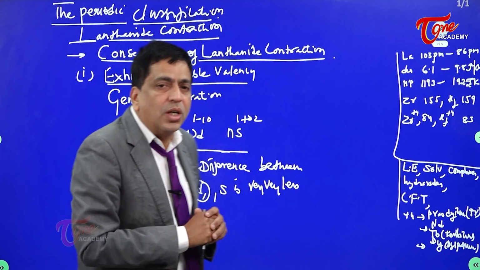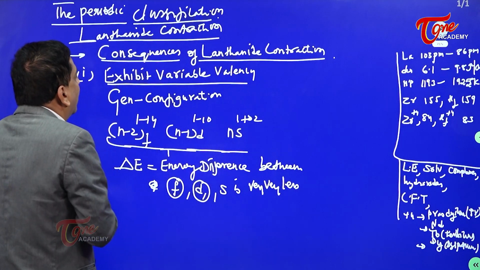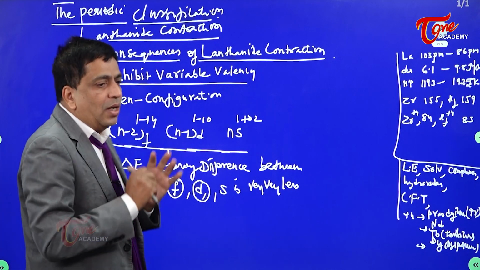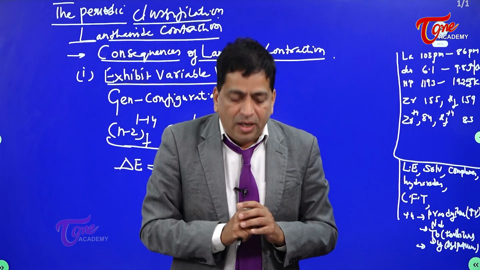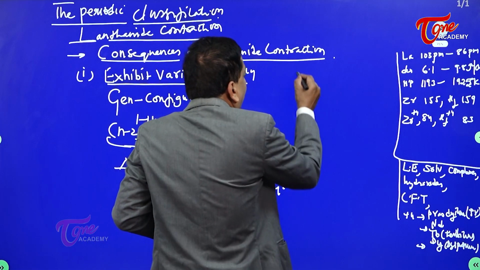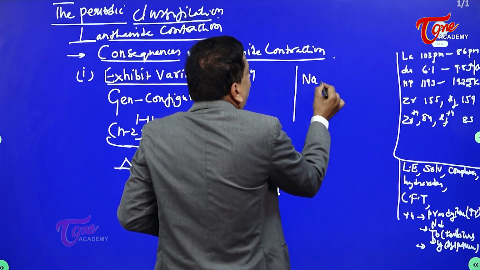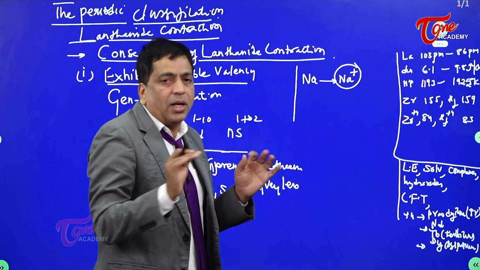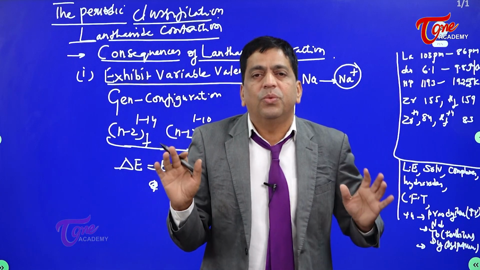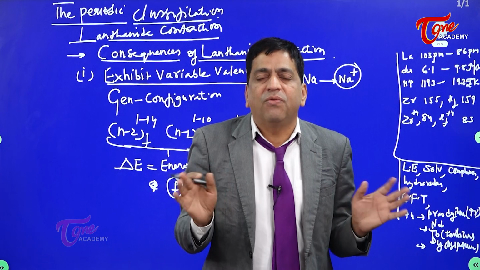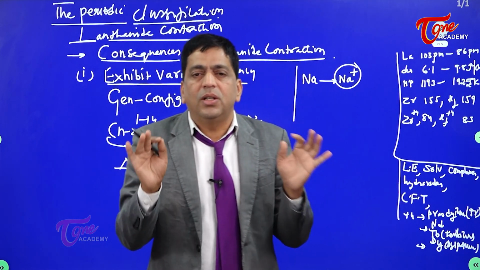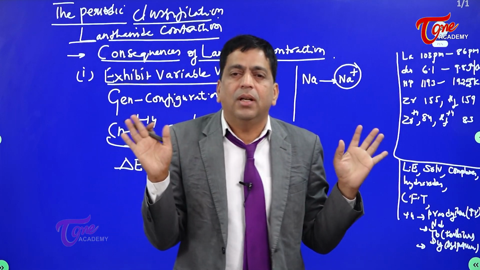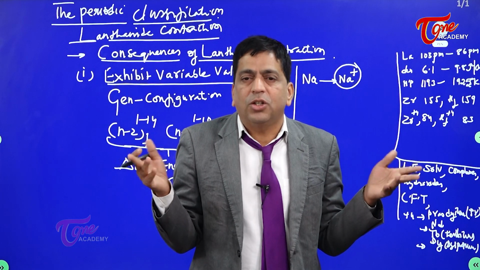So if someone is asking you why lanthanides exhibit variable valency, first of all, what is variable valency? If you see sodium, it will show only a monovalent ion. So it's monovalent, Na+. You don't see Na+2, Na+3, Na+4. It has only one valency, univalency, that is monovalency. That's all. You can't have the +2.